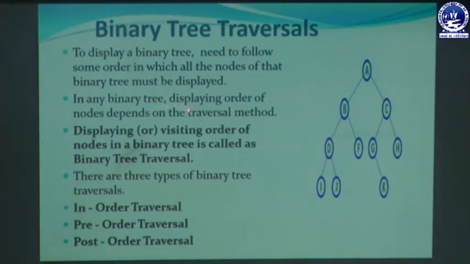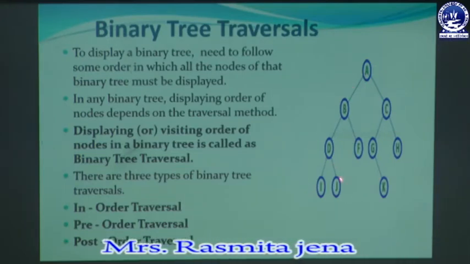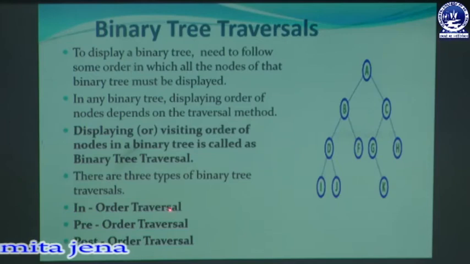So, in binary tree traversal, the order in which nodes are displayed depends upon the traversal method. That means we have a number of traversal methods, and by using one of the methods we can visit each and every node present in the binary tree. So, displaying or visiting the order of nodes in a binary tree is called binary tree traversal, and there are three types of traversal methods: in-order traversal, pre-order traversal and post-order traversal.